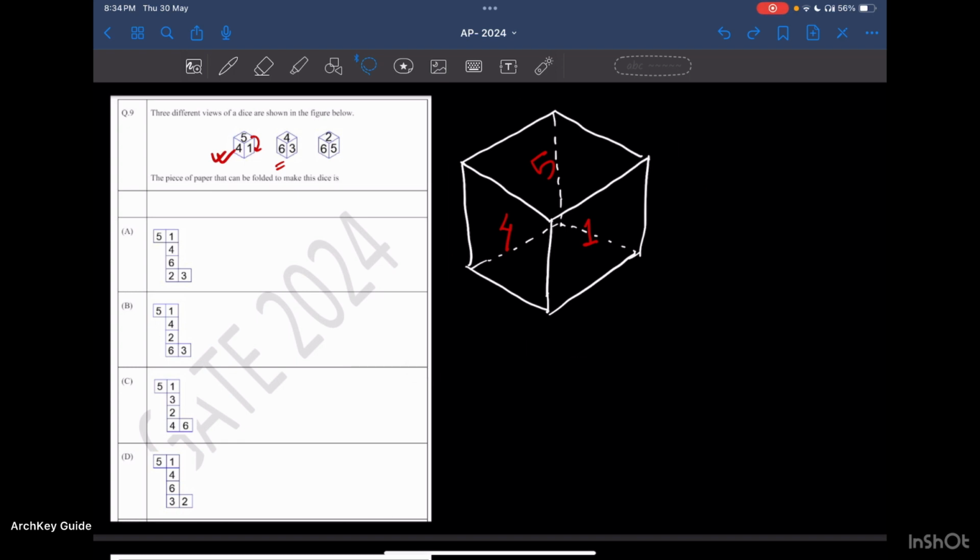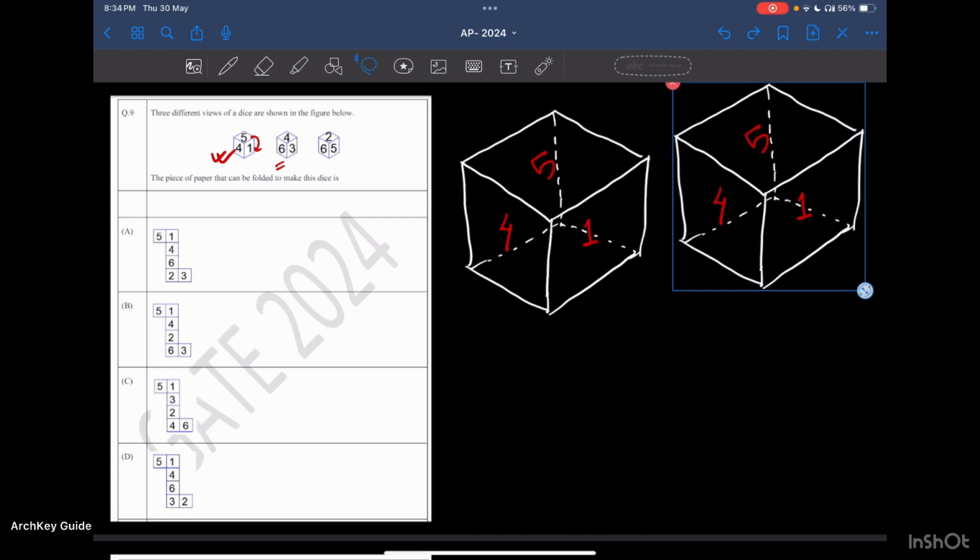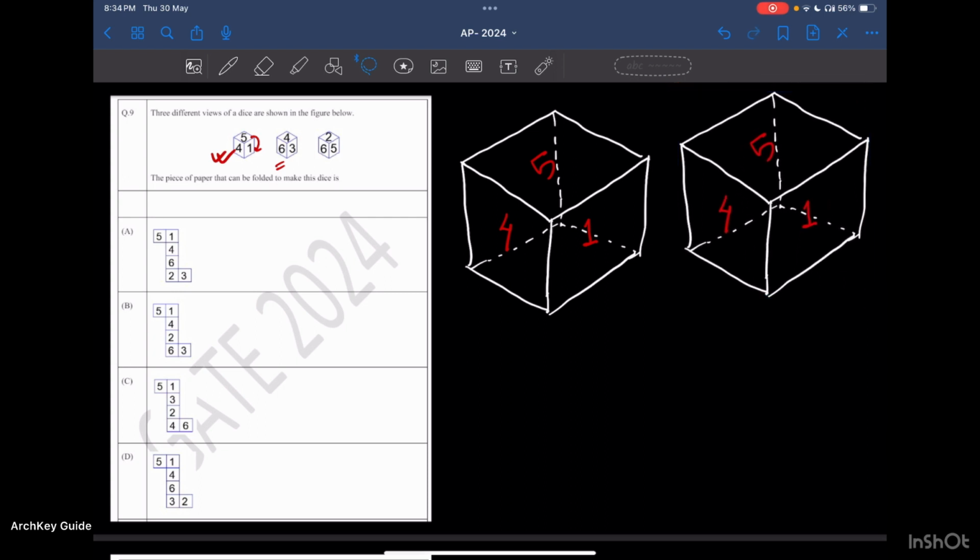Okay. We will erase the numbers and try to imagine as if this dice has been rotated. If this is rotated, 5 would come to this side. I'm writing it as dotted so that we don't get confused. 4 would come on the upper side, right? 1 would still be at the lower side as per this image. Done.